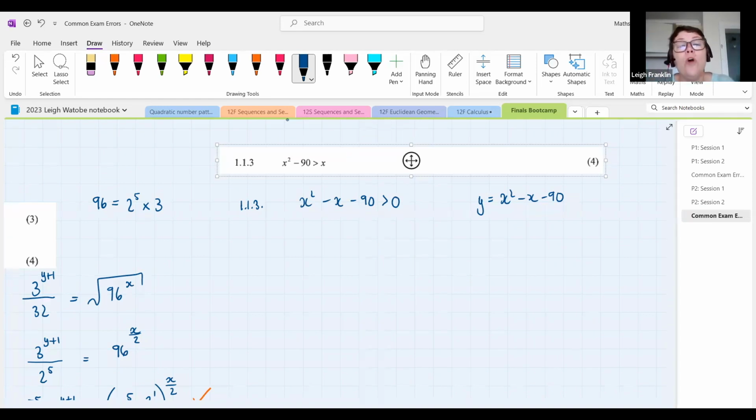And what we've got is our function on the left, and we've got our greater than sign, is greater than 0. So here they are asking us to solve for x when y is greater than 0. That's what they're asking us to do. Okay, so our y values change at the x-intercepts. So our x-intercepts are our critical values in this particular case.